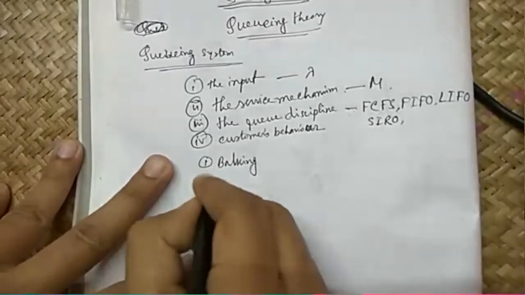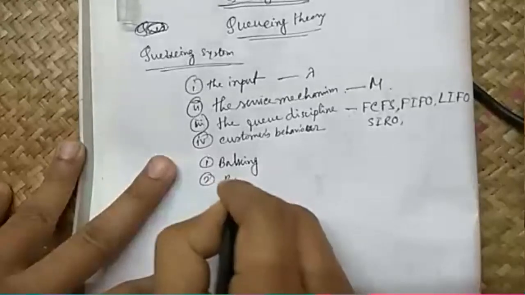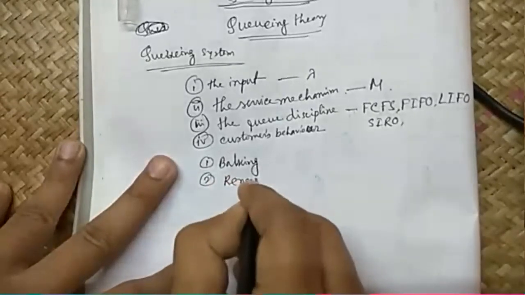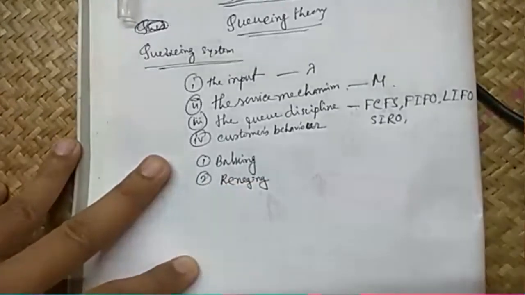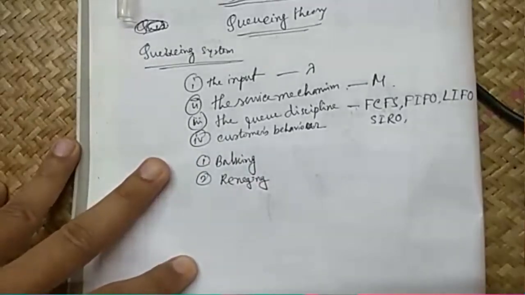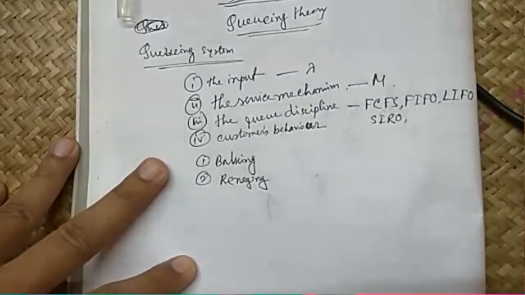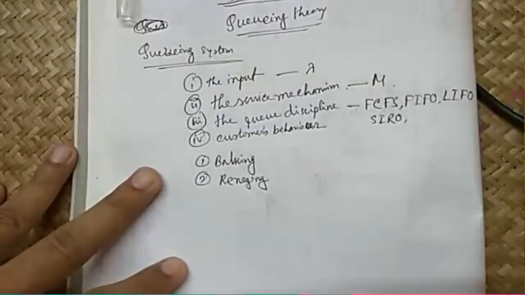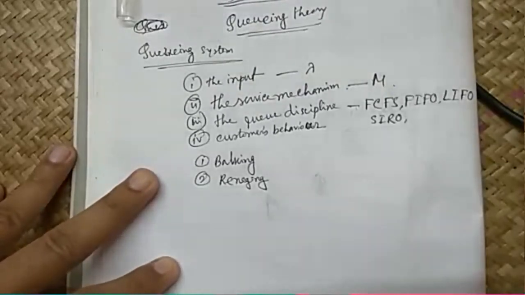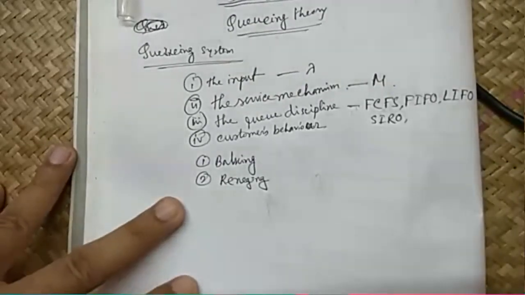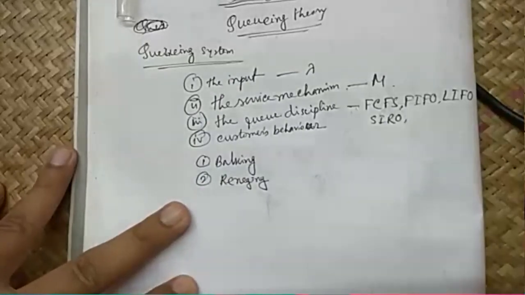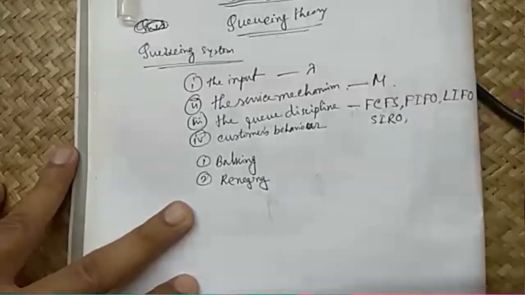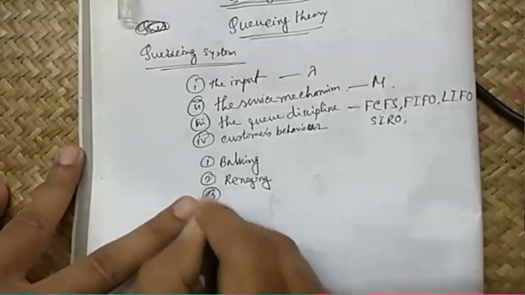Number 2, reneging. Renege means this occurs when a waiting customer leaves the queue due to impatience. He stood in the line for 5 minutes, anybody stood in the line, and then he thought, okay, this is taking too much time, let's leave and we'll come back later. So they leave after joining the line. So that is called reneging. This is also a customer's behavior.